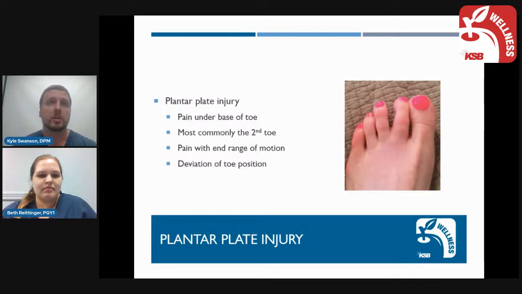Another condition is a plantar plate injury. The plantar plate is a ligament that attaches across the base of our toes. And so pain will be elicited or can be present under the base of one of our toes. Most commonly, it's located at the second toe. There's also pain with end range of motion of this toe. And as you can see in the picture, that second toe is deviated or positioned more closely to the great toe, secondary to that injury to the plantar plate.